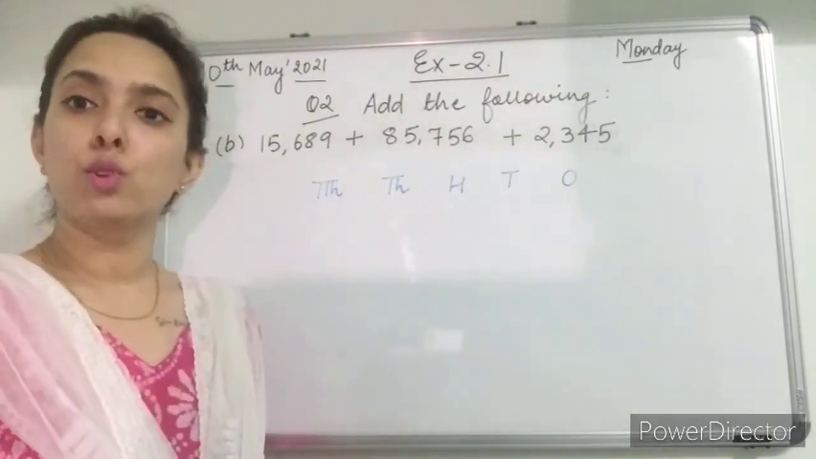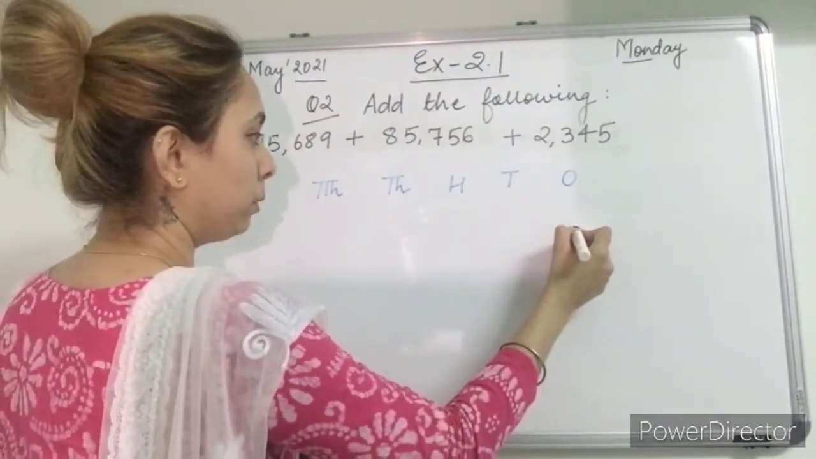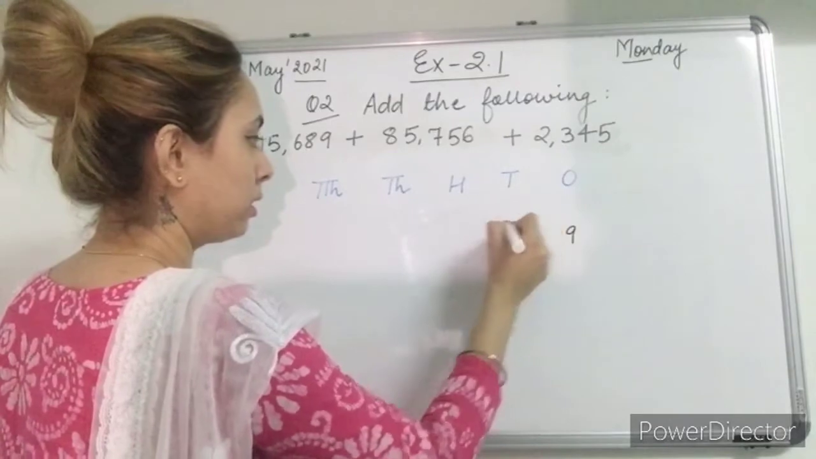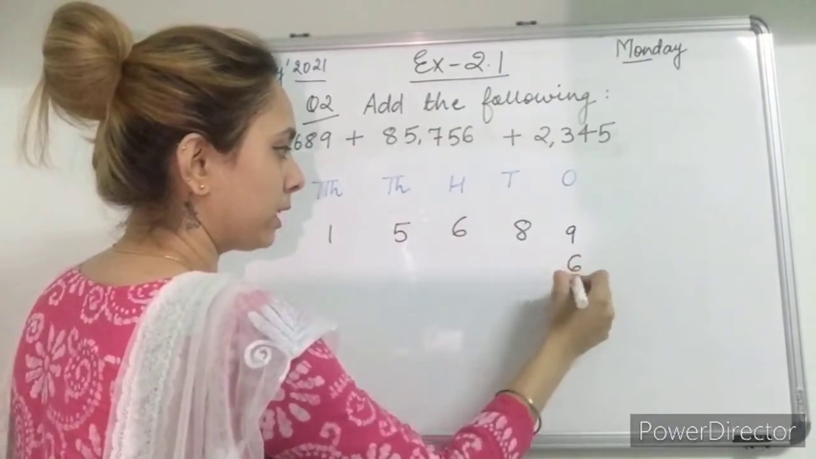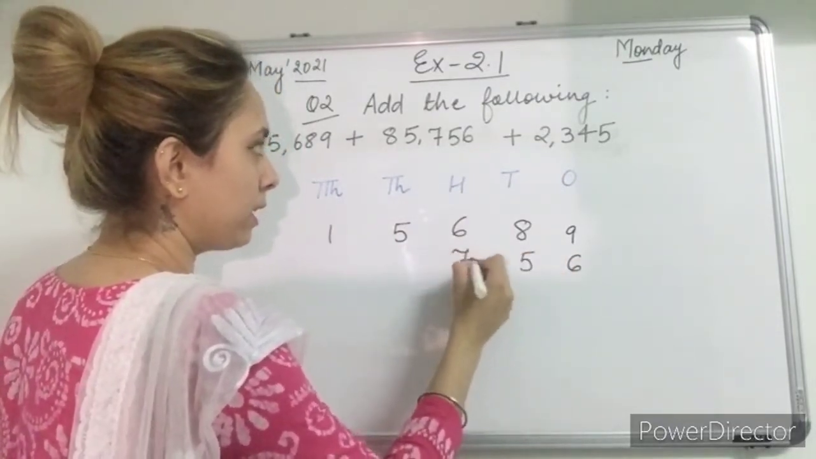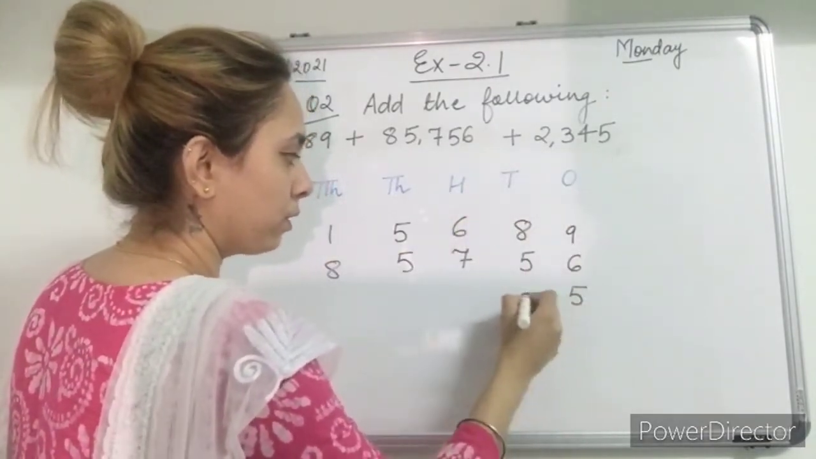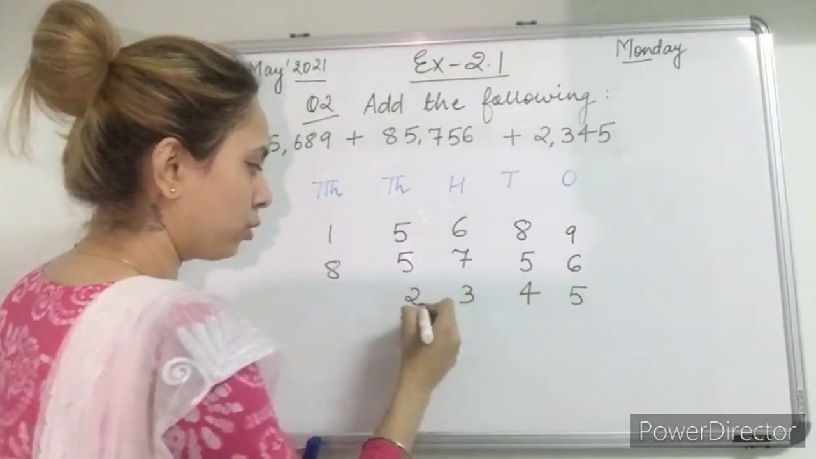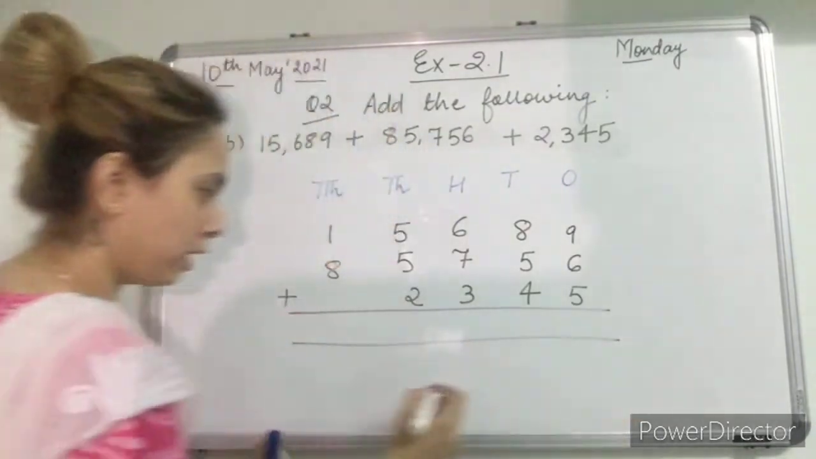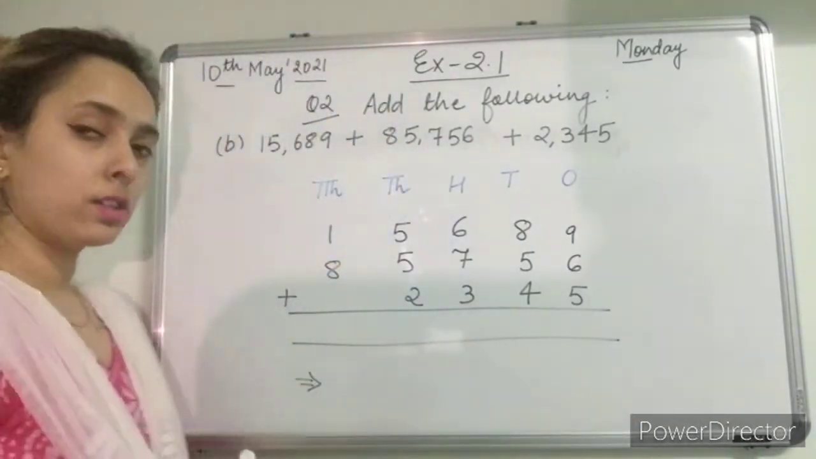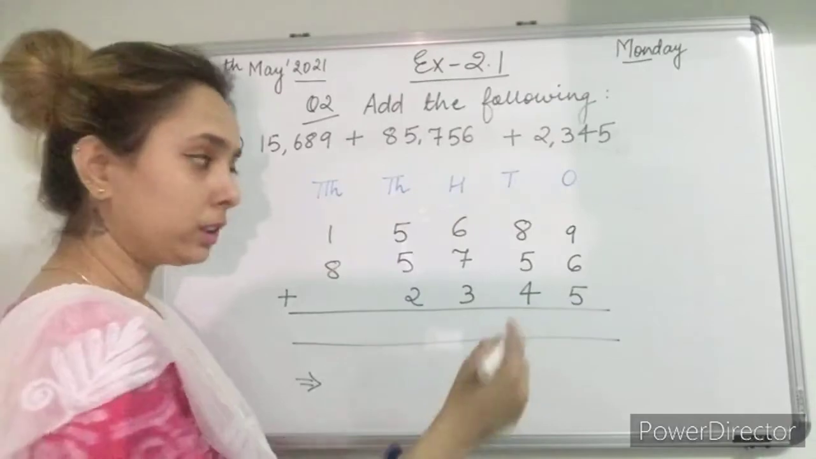In this way you have to do the work. Now the first number is, leave one line, then we will write the numbers from right side. 6, 5 and 1. Then the next number 6, 5, 7, 5, 8 and the last number 5, 4, 3 and 2. Don't forget to put the sign of addition. And then we will write the answer by putting the periods in it. So now let's start adding the numbers.